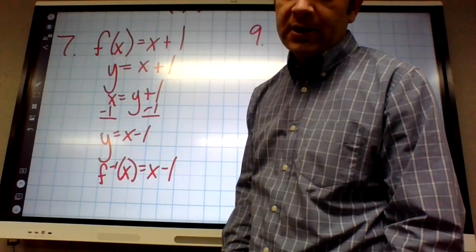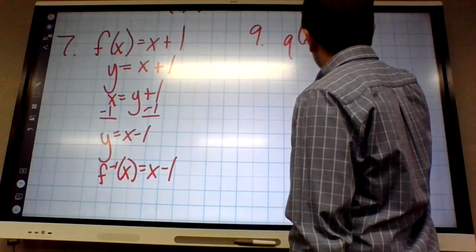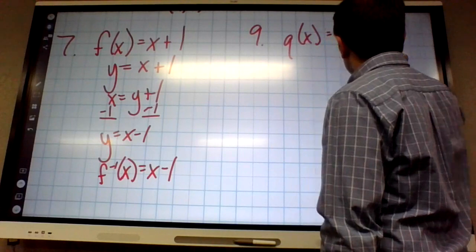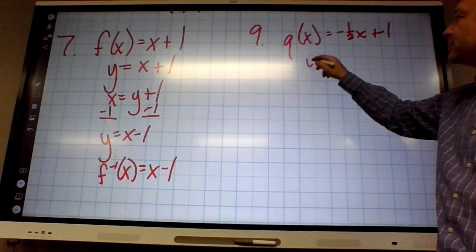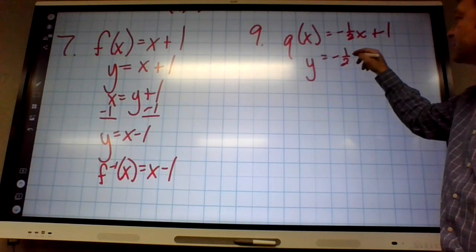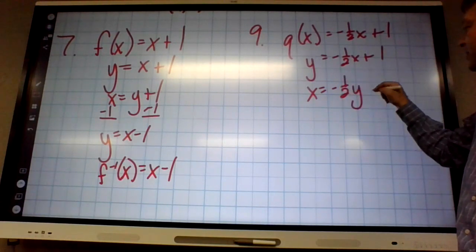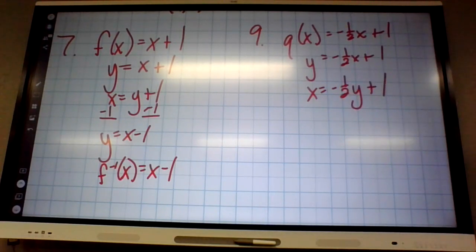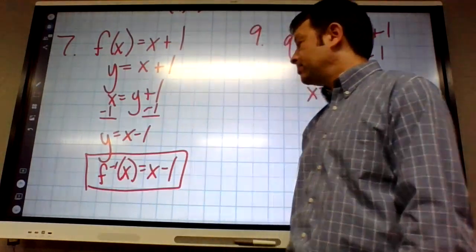Q of x equals negative 1/2 x plus 1. Okay, what do I do first? Switch the x and y. So x equals negative 1/2 y plus 1. Do I have to put that thing at the bottom where it says f minus 1 of x equals x minus 1? Yeah, f inverse of x. Let's go ahead and write our answers like this. It's good practice for us.